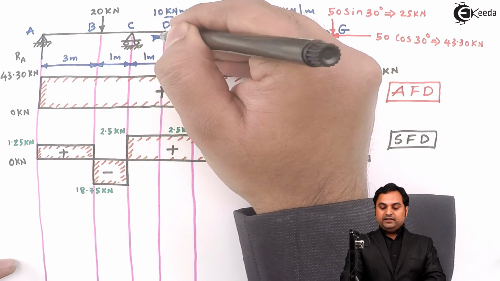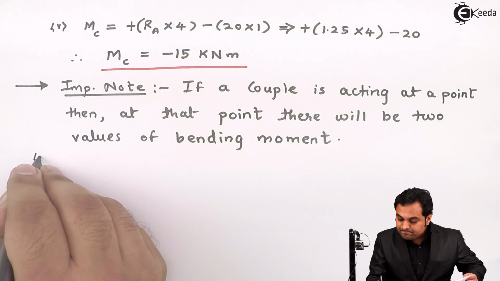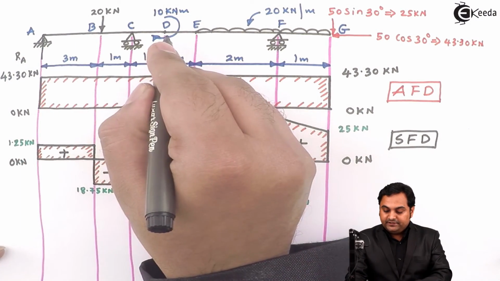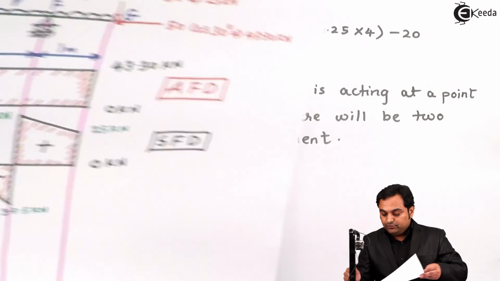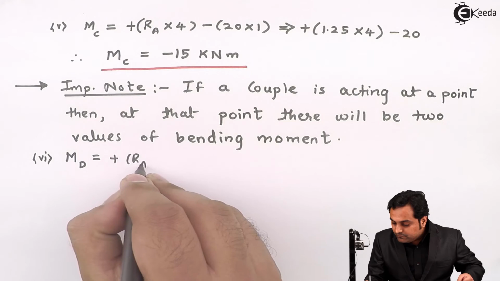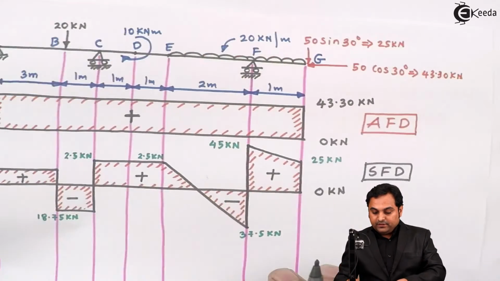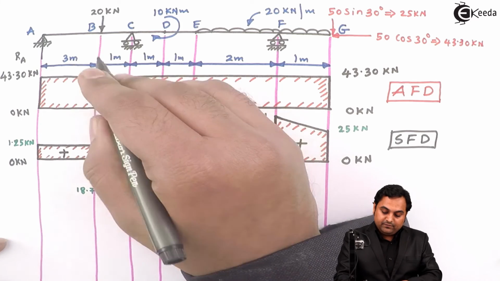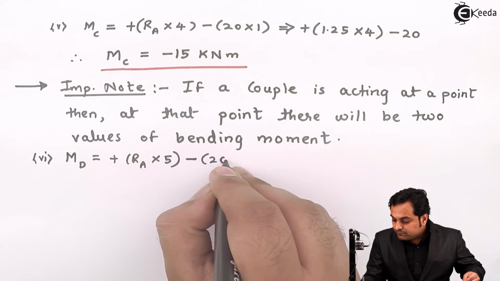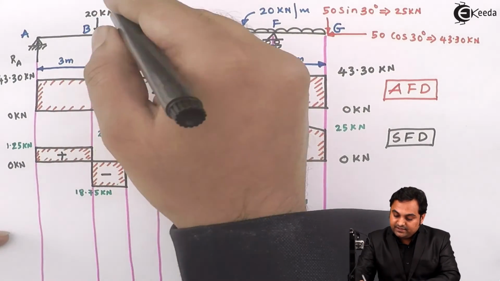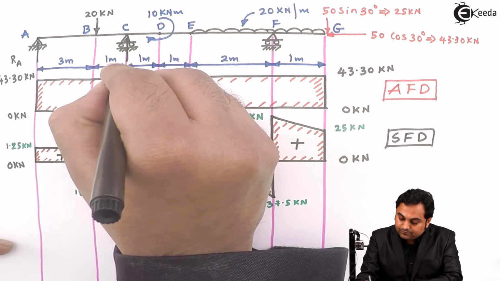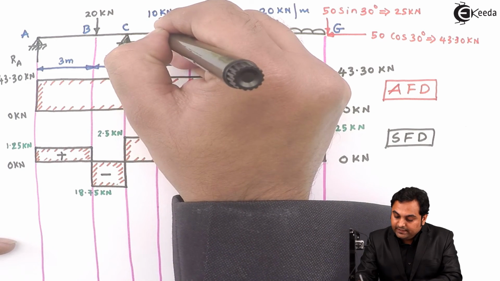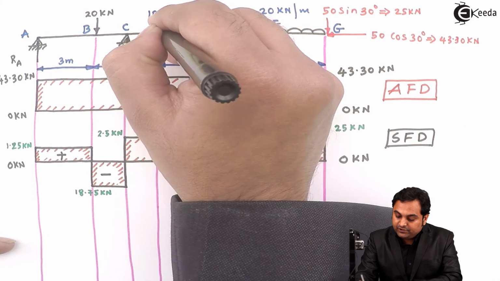So first, neglecting this couple, I'll calculate the bending moment at D. It will be equal to RA will produce clockwise moment at D. Distance is 5 meter from A to D. So RA into 5, that is plus RA into 5. Next, 20 kilonewton will produce anti-clockwise moment in the left side, so negative, minus 20 into 2. Then here there is reaction at C, RC. It will be producing clockwise moment at point D, so that will be clockwise is positive on the left side, plus RC into 1.